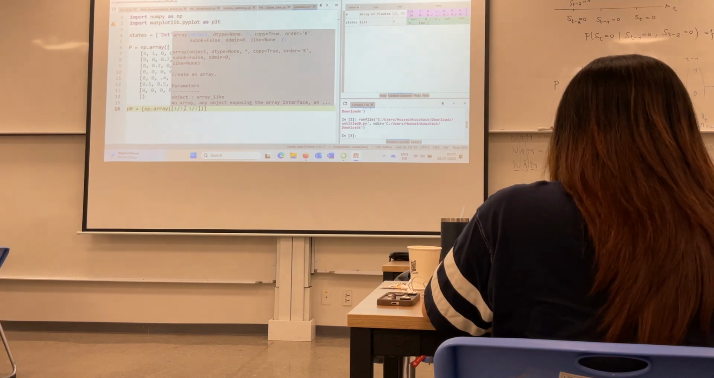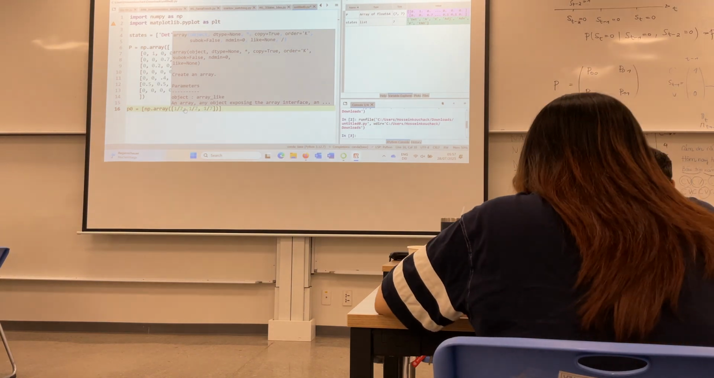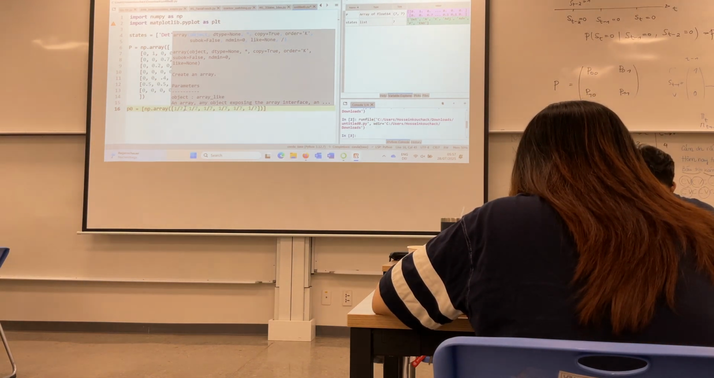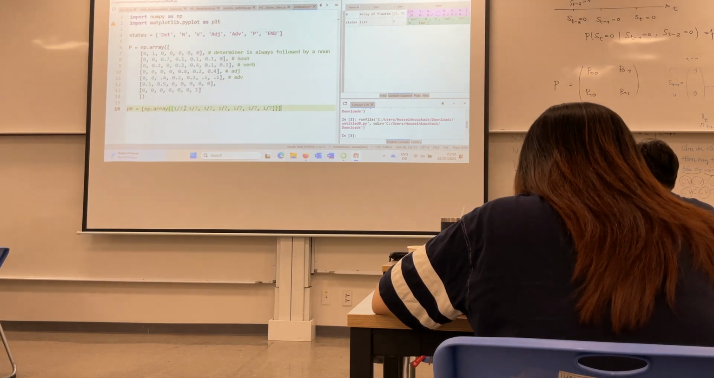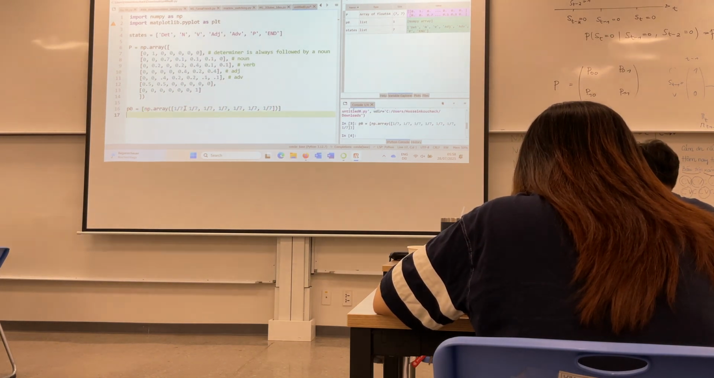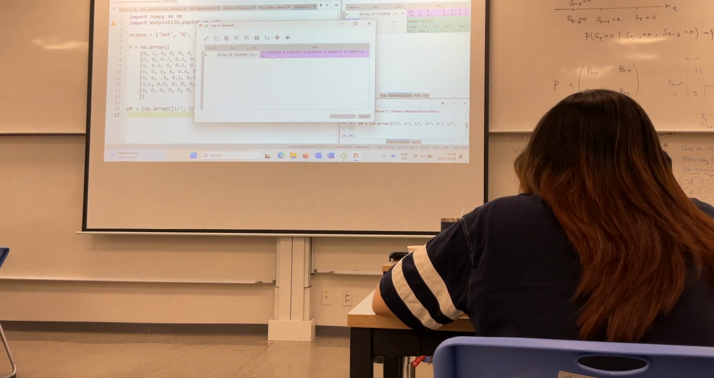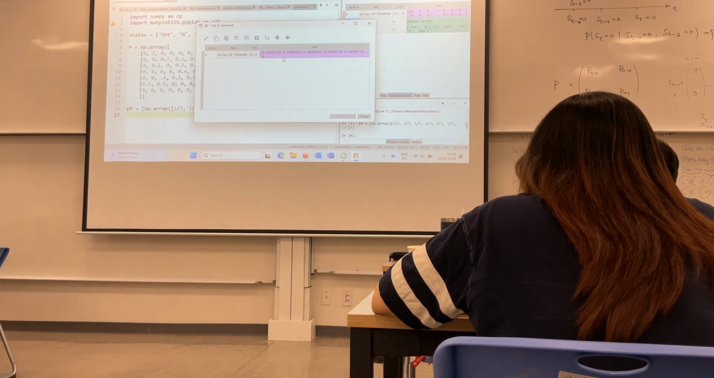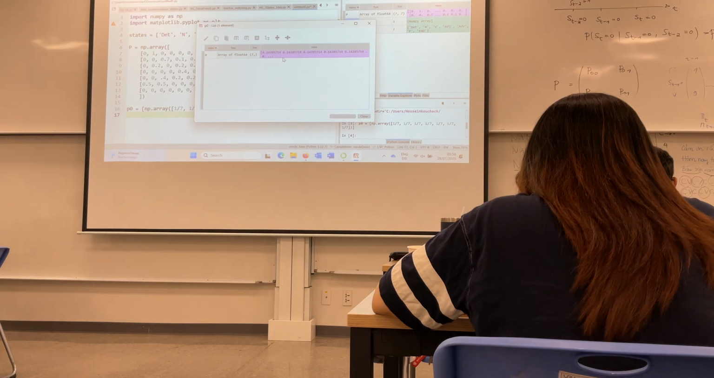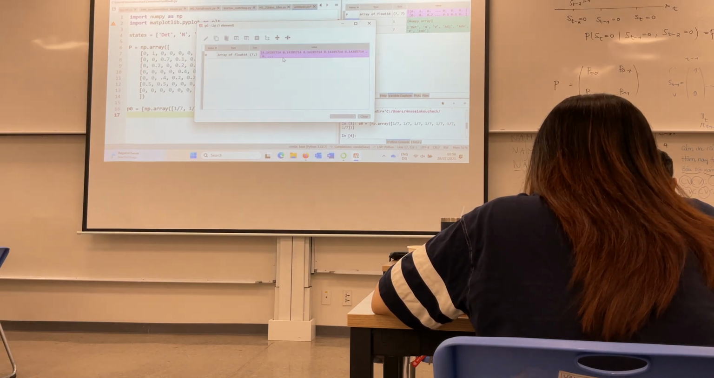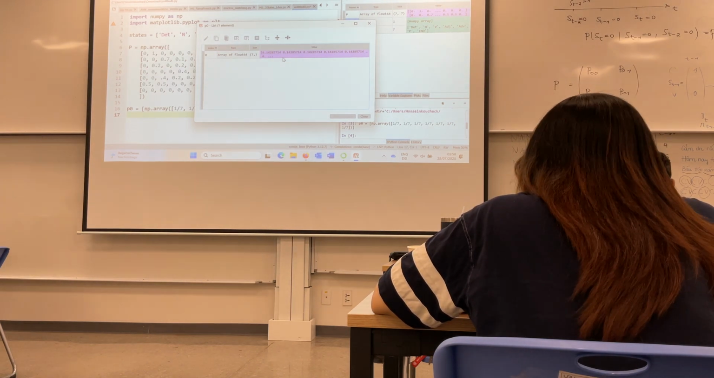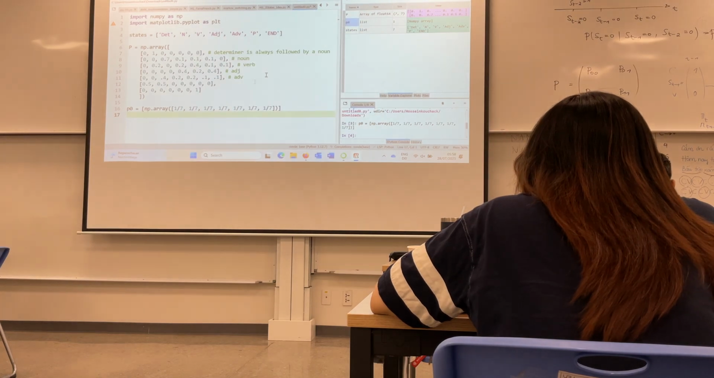So there's 2, 3, 4, 5, 6, 7. Alright, so that's the initial distribution of the probabilities that I have. That's a NumPy array, and it has these values, 1 over 7. That is at time t equals 0, the beginning. Then I'm here.